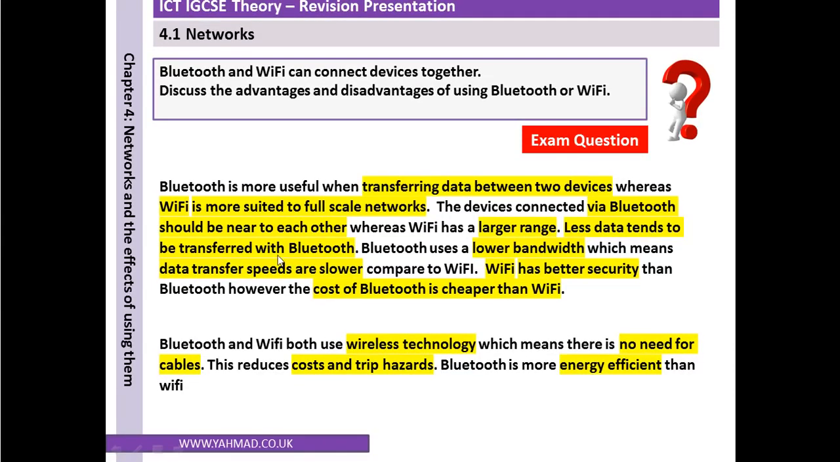Less data tends to be transferred with Bluetooth. Bluetooth uses a lower bandwidth, which means data transfer speeds are slower compared to Wi-Fi. Wi-Fi has better security than Bluetooth, however the cost of Bluetooth is cheaper than Wi-Fi. Bluetooth and Wi-Fi both use wireless technology, which means there's no need for cables. This reduces costs and trip hazards. Bluetooth is more energy efficient than Wi-Fi.